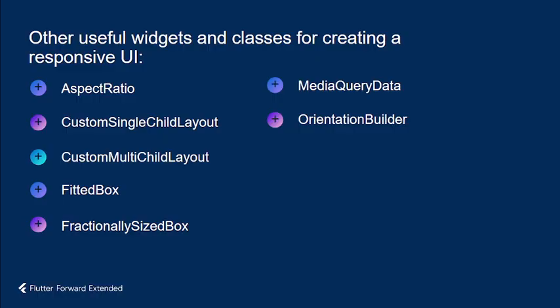So there are other useful widgets and classes for creating responsive UI. Number one, we have the aspect ratio, we have the custom single child layout widget, we have the fitted box, we have the fractionally sized box, and we have the media query data, and of course we have the orientation builder. I invite you to go and explore these widgets.